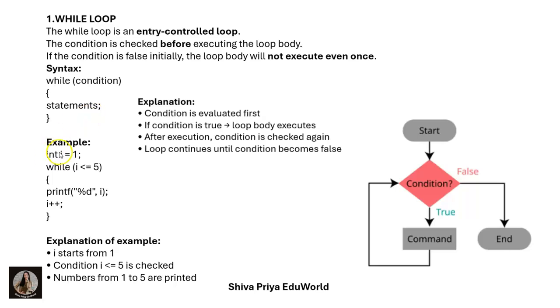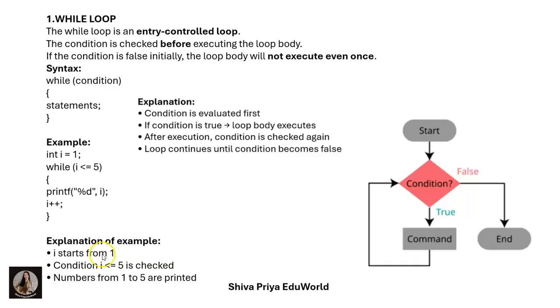Clear? For example, int i = 1; while i is less than or equal to 5. This is the condition. printf %d i. It will print i until i is no longer less than or equal to 5. It will stop when i is 6. i++ will keep on incrementing the i value: 1, 2, 3, 4, 5. Initially the i value will be 1, and it will keep incrementing. When it becomes 6, it will stop immediately.